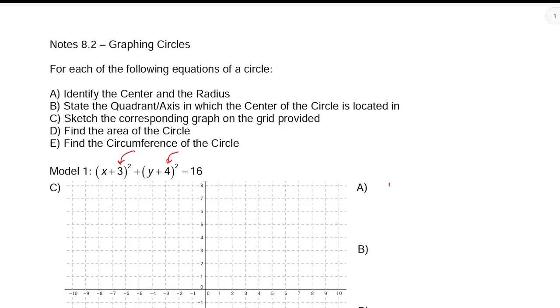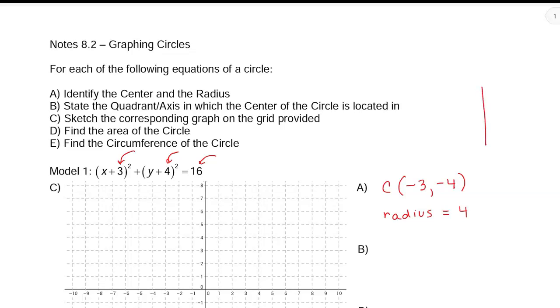I'm going to set up C for center, and the ordered pair is -3, -4. The radius is the square root of the number on this side of the equal sign. So the square root of 16 is 4. Part B, state the quadrant or the axis in which the center of the circle is located.